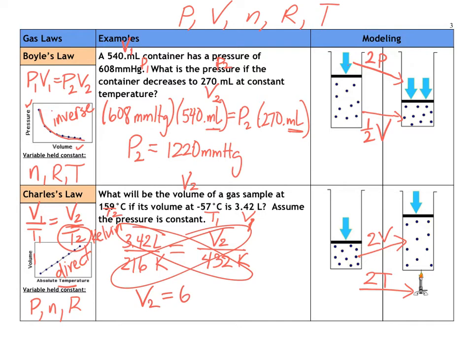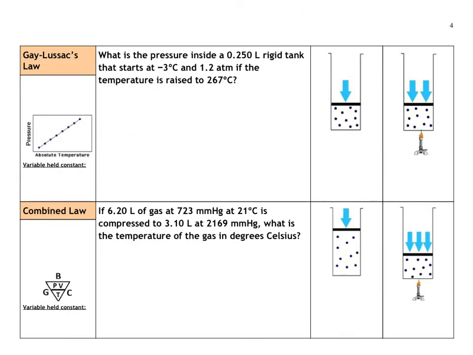When I do that, I get 6.84 liters. Now for Gay-Lussac's law. Gay-Lussac's law is a relationship between pressure and temperature. So P1 over T1 equals P2 over T2. Now let me just list the variables again to help us determine which variables are held constant. And the variables held constant are V, n, and R.